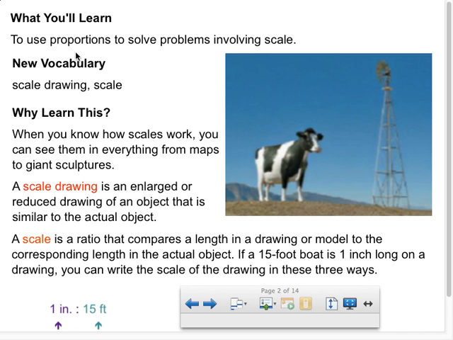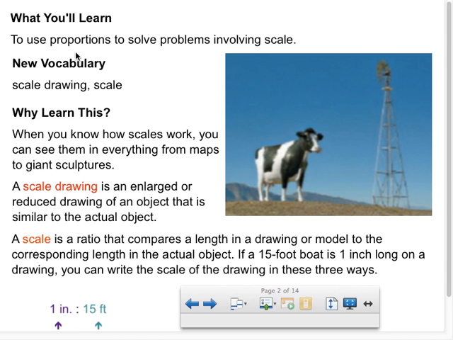What you'll learn: to use proportions to solve problems involving scale. New vocabulary: scale drawing, scale. Why learn this? When you know how scales work, you can see them in everything from maps to giant sculptures.